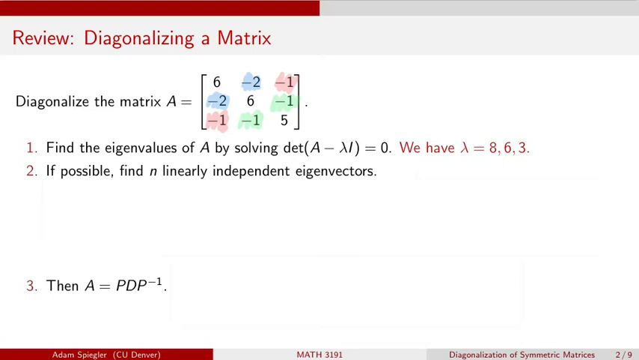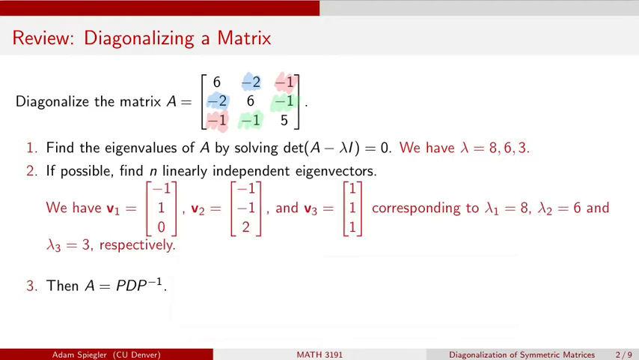But in our case, we've got 3 eigenvalues, so we have 3 eigenspaces, and each of those eigenspaces can be generated by a vector, and those 3 vectors are going to be linearly independent. Again, I would encourage you to review how you find eigenvectors and verify that for lambda equals 8, one eigenvector would be minus 1, 1, 0. For lambda equals 6, we have an eigenvector of minus 1, minus 1, 2. And for lambda equals 3, we have an eigenvector v3, which is 1, 1, 1.